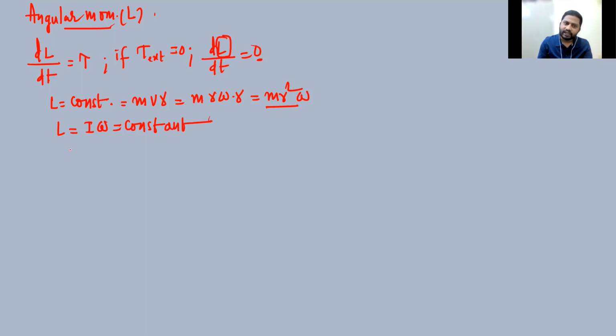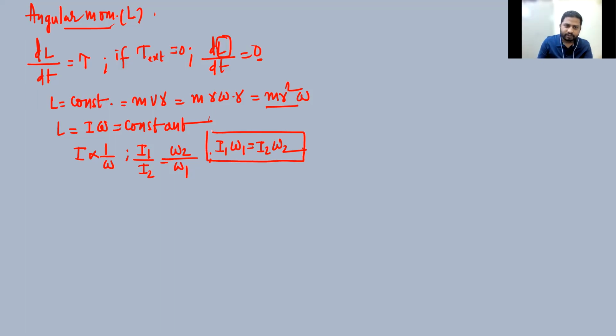And this I omega is constant, so I is inversely proportional to omega. So from here I can write I1 by I2 is equal to omega 2 by omega 1. So from here, I1 omega 1 is equal to I2 omega 2. This is a very, very, very important expression, my dear students, which is called the law of conservation of angular momentum.